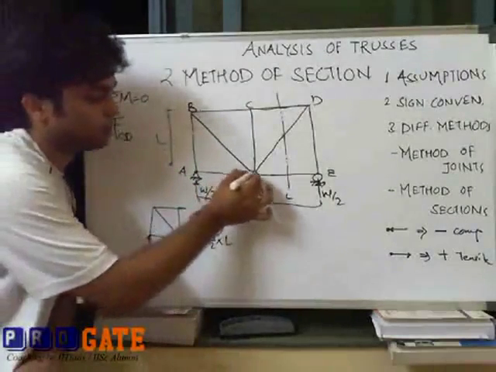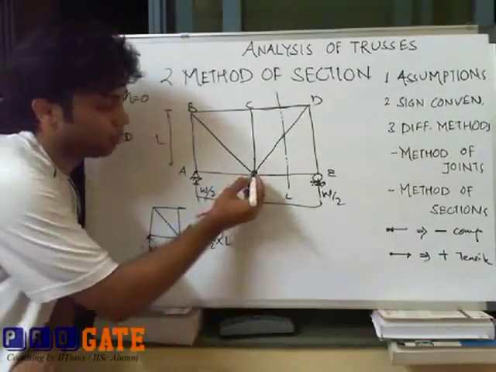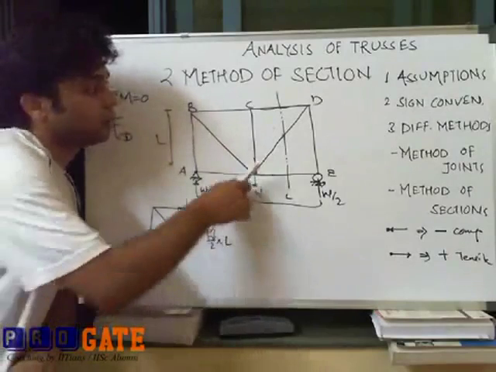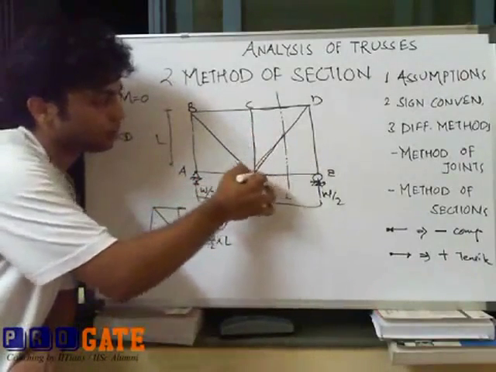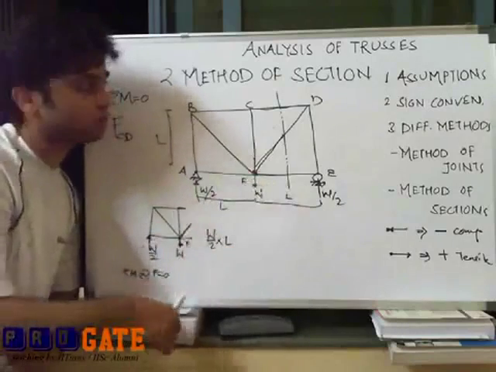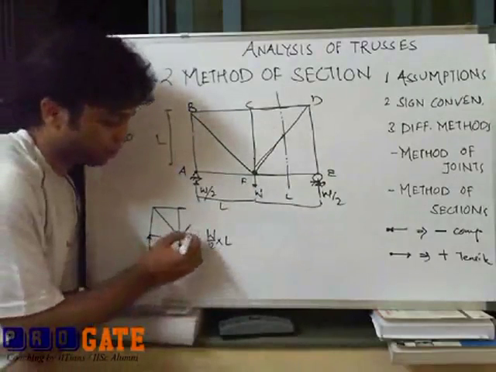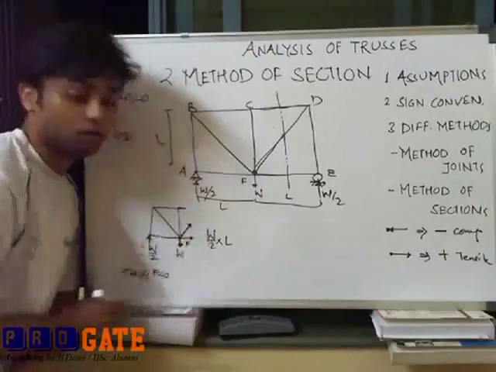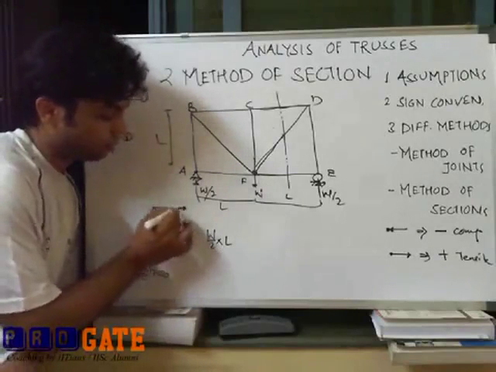And as I have decided to apply moment equilibrium at this particular point, that means this member and this member's moment will be equal to 0 because of this section I have chosen. So this has some force, so does this member, and also this member will have some force.